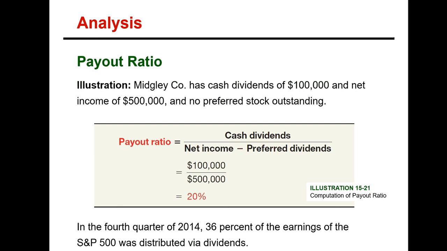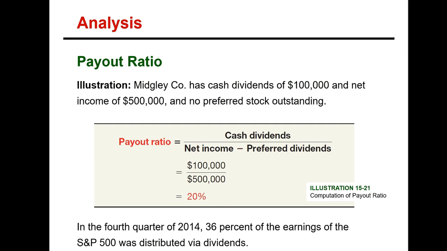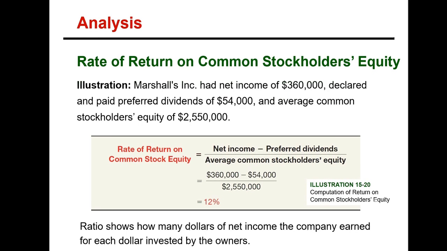So we use it for comparative purposes, and in this case, it says in the fourth quarter of 2014, 36% of the earnings of the S&P were distributed via dividends. Okay, so here we're at 20, and so it sort of fell in line, so to speak. But really, that's the whole idea: how does it compare to other companies? Rate of return 12%. Well, that's great. Well, what does 12% mean in this type of company, in this type of industry?